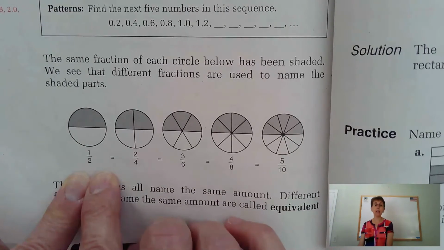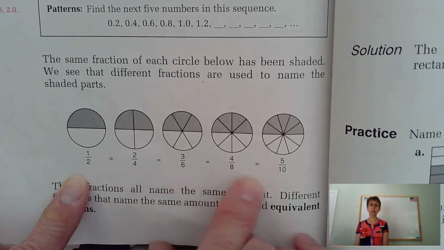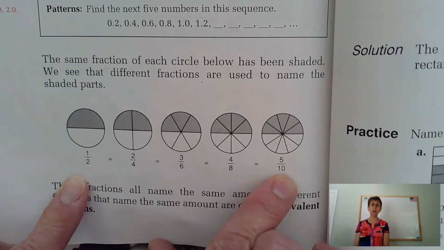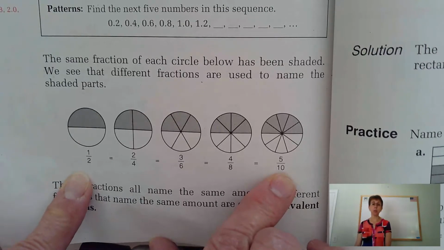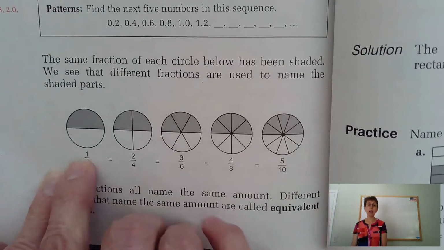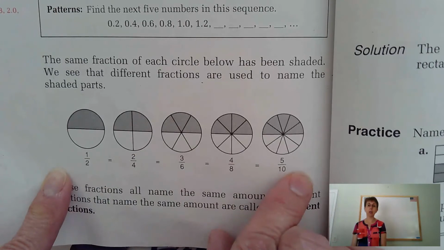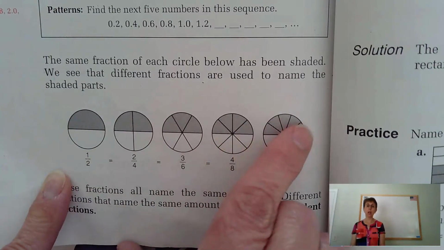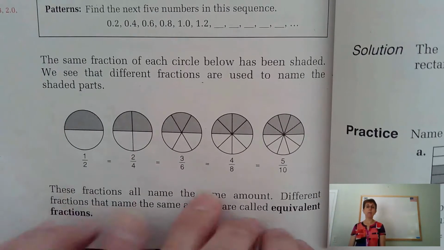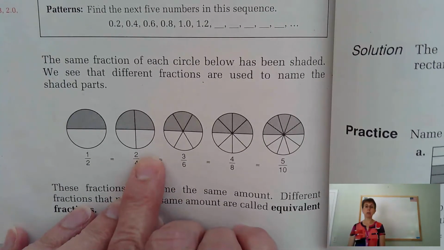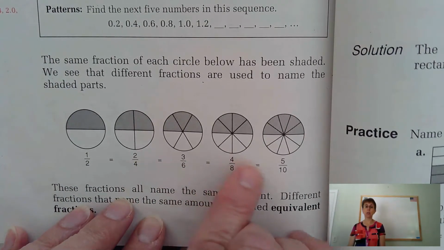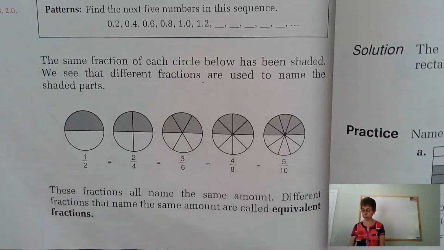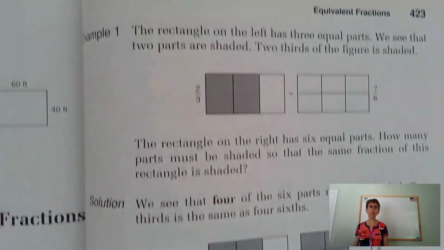So again, anytime the numerator is half of the denominator, you know right away that that fraction is also equal to 1/2. And again, all of these fractions are equivalent to one another because you can see that the same portion of each circle has been shaded in. The only thing that has changed is the number of pieces the entire circle is divided up into. All right, the top of the next page, example 1.